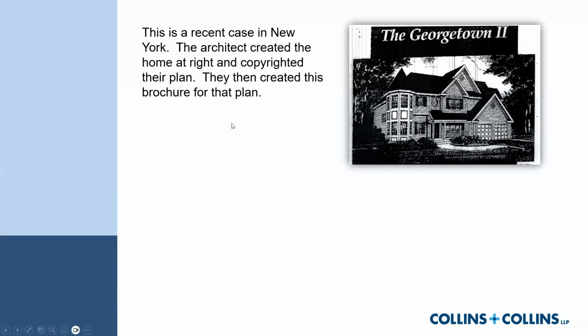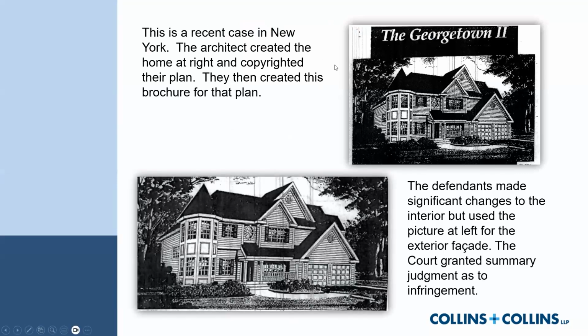So take a look at this picture for a moment, and then take a look at this other picture. This is a recent case that comes out of New York. The architect created this home, the first one, Georgetown 2, and copyrighted their plan. And then they created a brochure around this plan. This case dealt with this second house and whether or not the second house represented copyright infringement of the Georgetown 2. The defendants made significant changes to the inside, a lot of very notable changes. The two houses function differently in a lot of ways. But as you can see from the exterior, very little was done to the exterior facade of the home. The court granted summary judgment as to infringement.